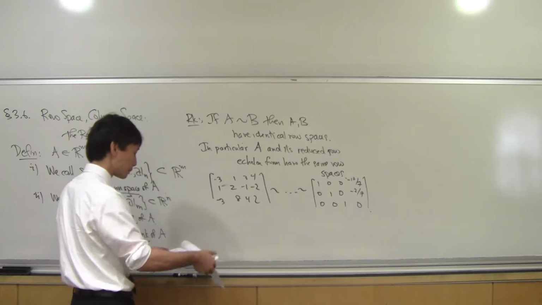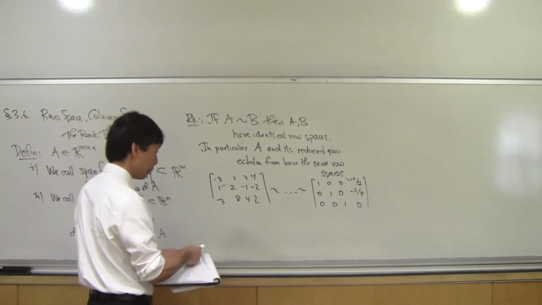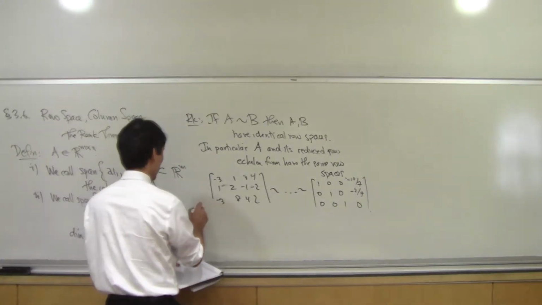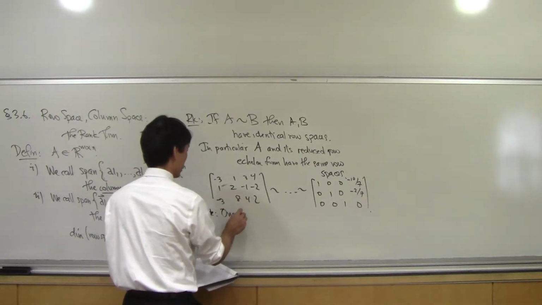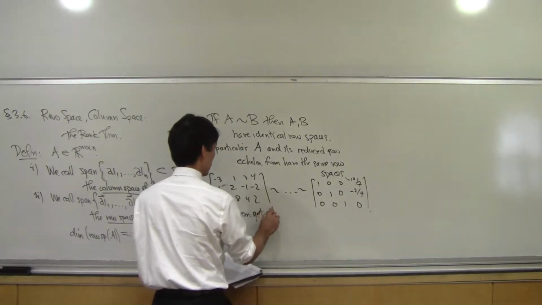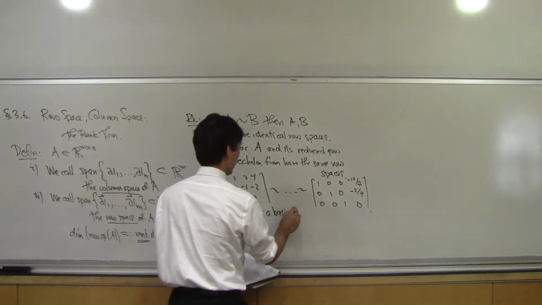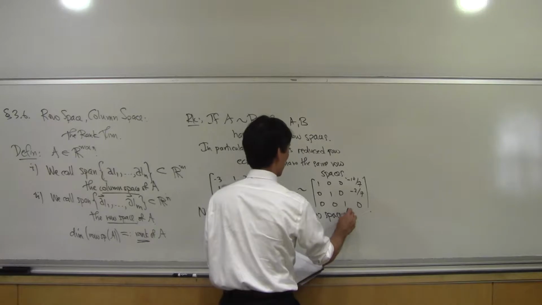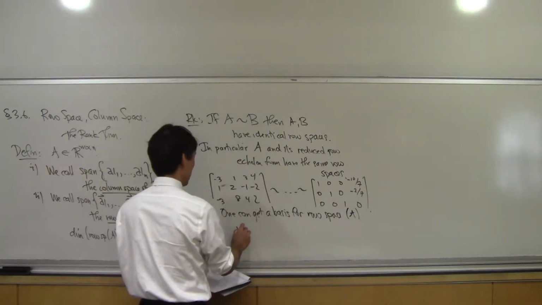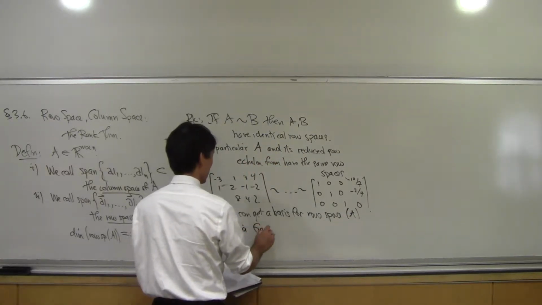So one can get a basis for the row space of A by Gauss-Jordan reduction.